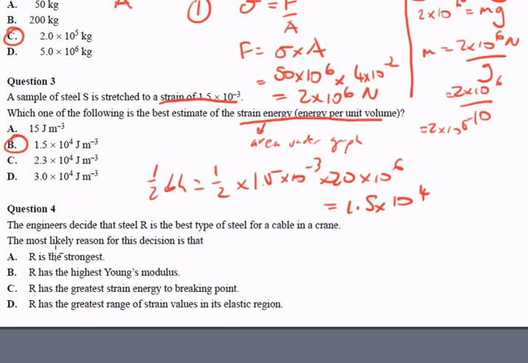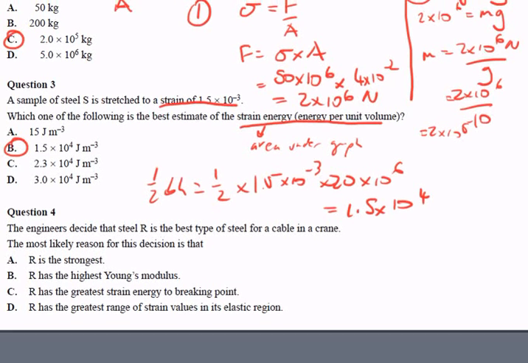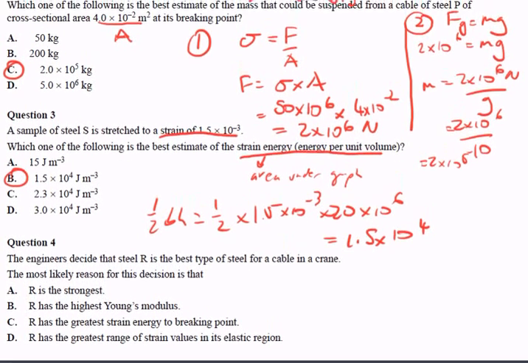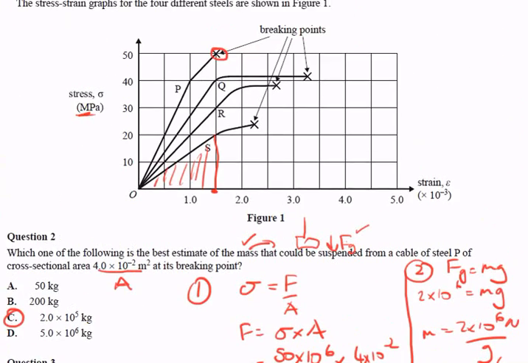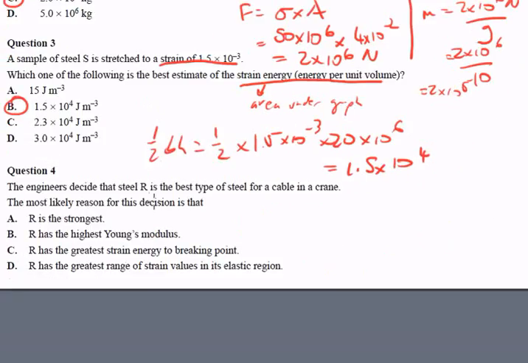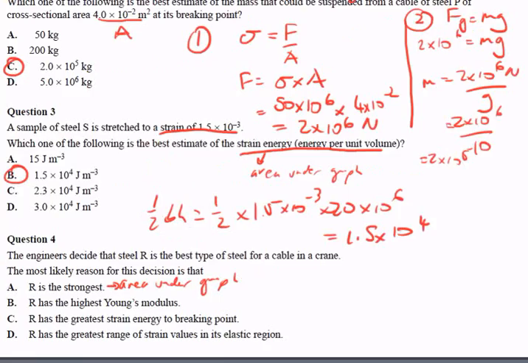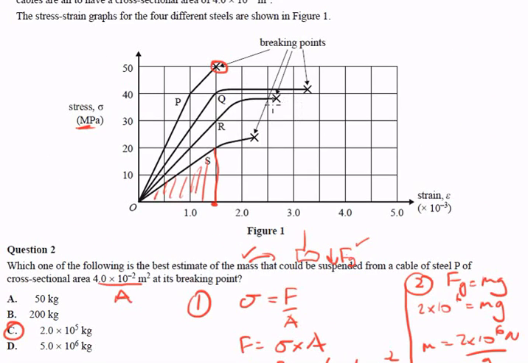For example, R is the strongest. Well, surely you want a strong material for a steel cable and a crane, I agree. But if you look on the graph, strength is area under graph. So they're saying R is the strongest, R has the biggest area under its graph. Well, I would say that Q has a much bigger area under its graph, okay? Because R only goes to here, and you can work out the area under that. But Q goes all the way to here, and you can work out a bigger area.